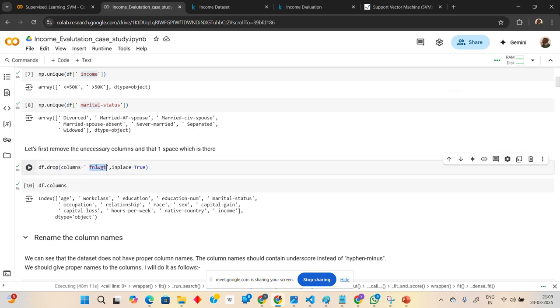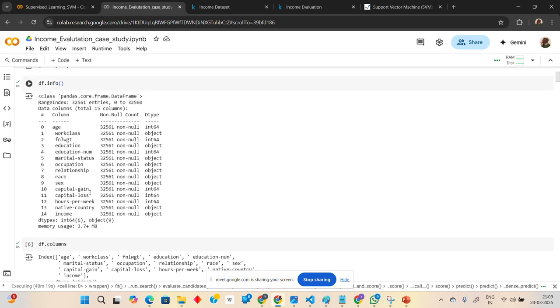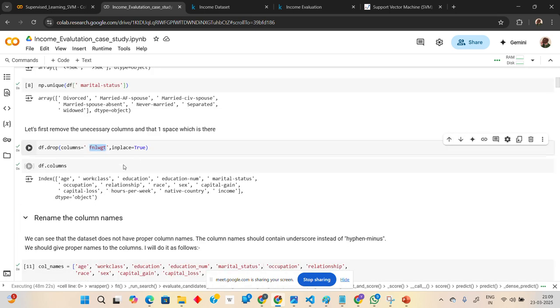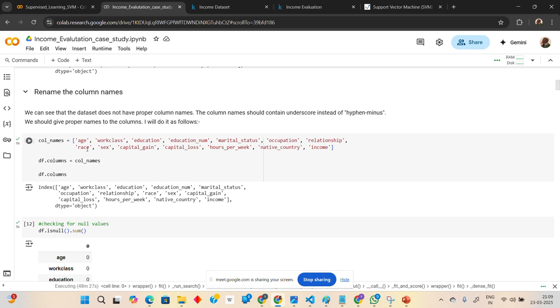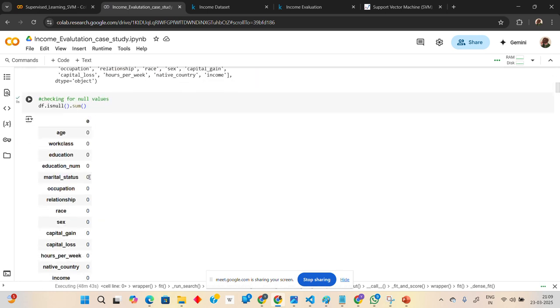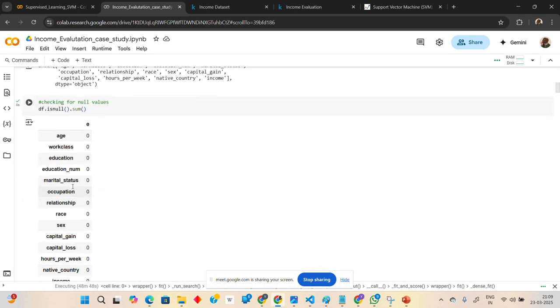Anyway, we are not going to consider the final weight column because it does not have a big impact. What is that weight? We don't know the clarity, so that is why we are going to drop it. These are the remaining columns after dropping that. Then we have to rename some columns in a better way: age, workforce, education, education number, marital status, occupation. I already showed you this step for altering column names. We can just specify all the columns and replace them like this. And then, no null values, obviously, because we have never seen any null value so far.